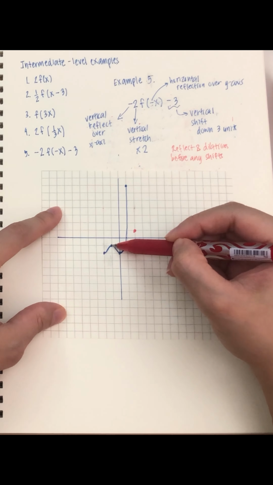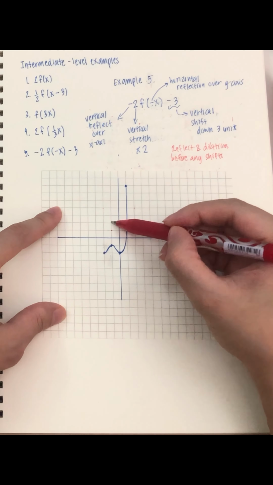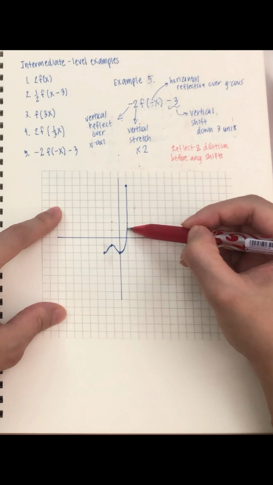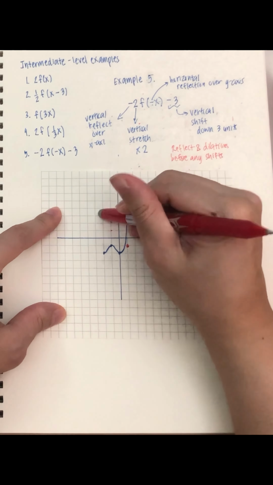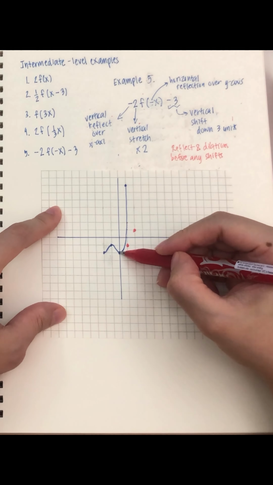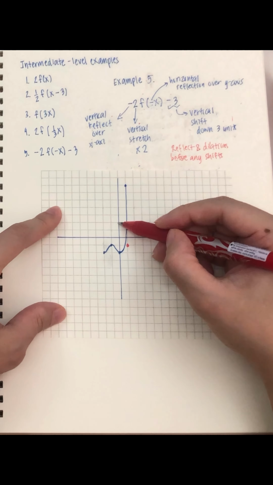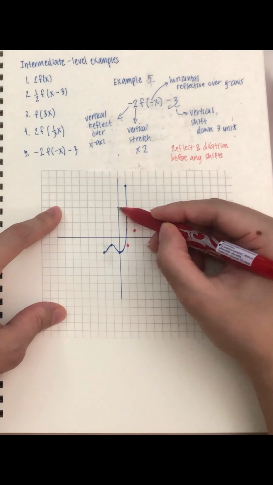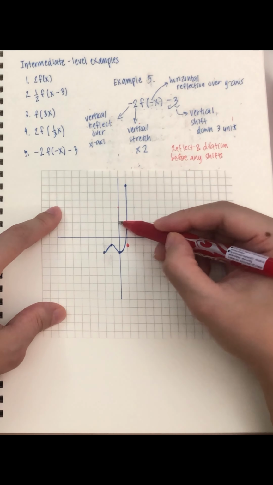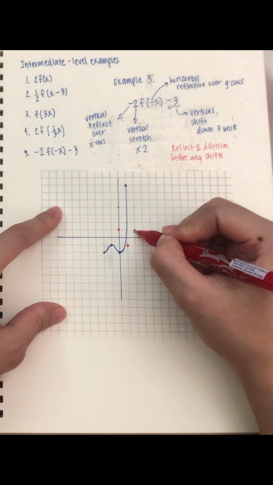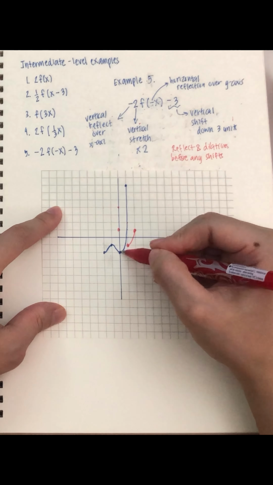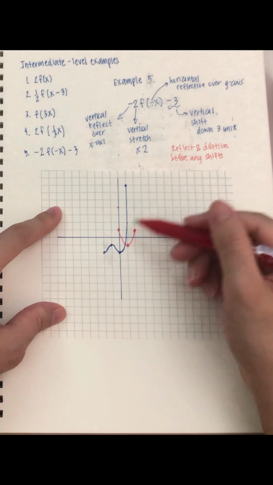And then for this one, reflect over the x-axis. Stretch it by 2. Reflect it over the y-axis. Shift it down 1, 2, 3 units. This next point, reflect it over the x-axis. Stretch it by 2. Reflect it over the y-axis, it stays there. And then shift it down 3 units, 1, 2, 3. And we can start connecting. As long as you're doing the points left to right or right to left, as long as you're transforming them in an organized manner, you can start connecting them.